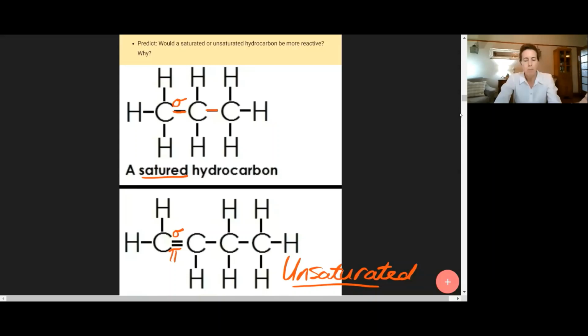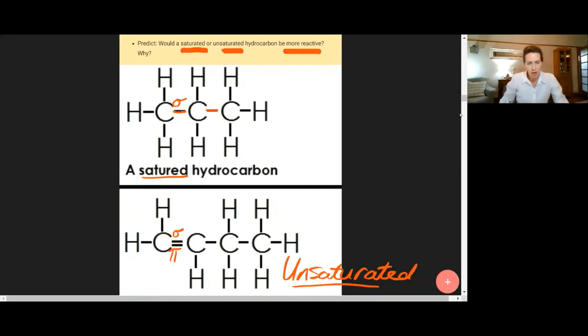Now, a pi bond is a much weaker bond than a sigma bond and is established by the overlapping of p orbitals and hybridization in each carbon to form that bond. If you can predict, would you say that a saturated or an unsaturated carbon is more reactive? And what would the reason for that be? Which of these two types of compounds would react faster than the other with other substances?